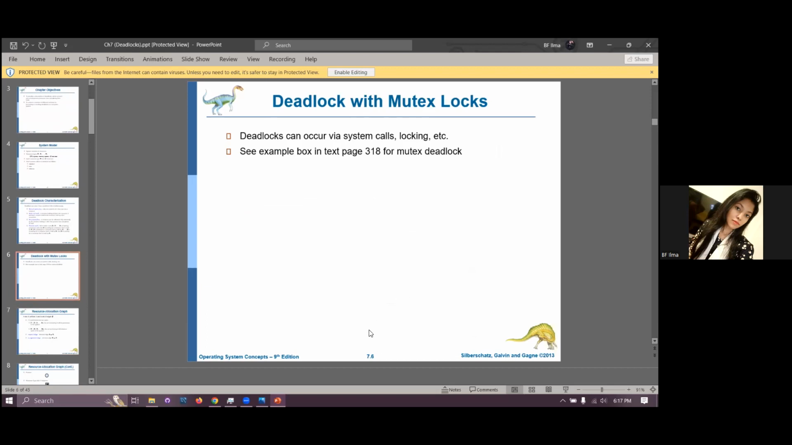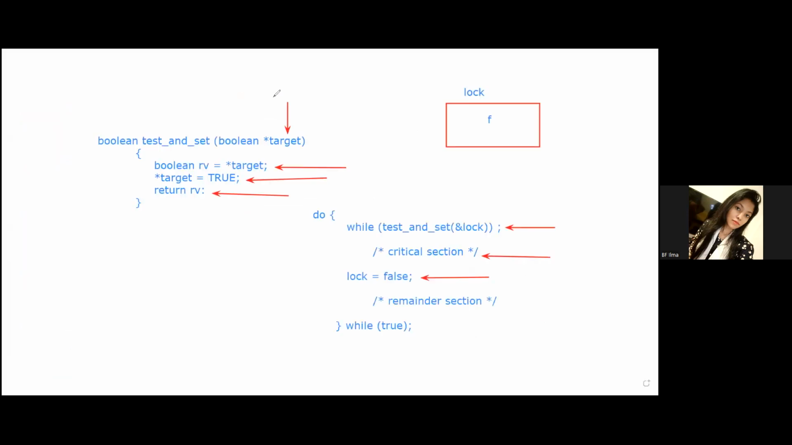There are some methods that we can use to handle deadlocks: deadlock prevention, deadlock avoidance, recovery from deadlock, and then we can basically ignore it. The last one is actually not a solution, but anyway.